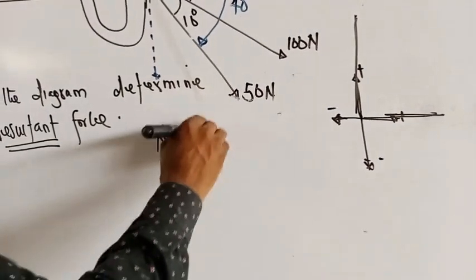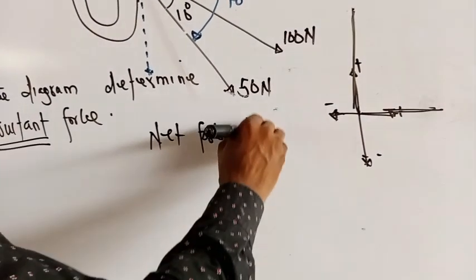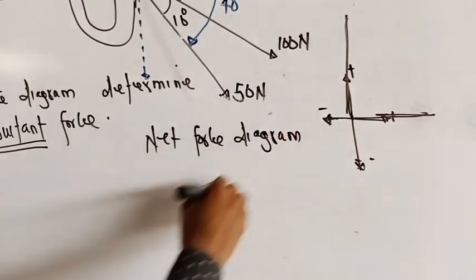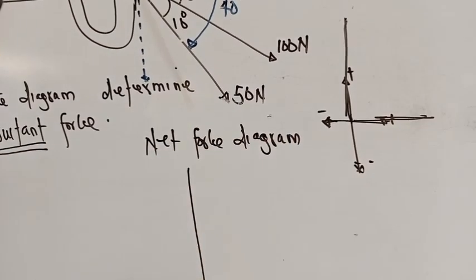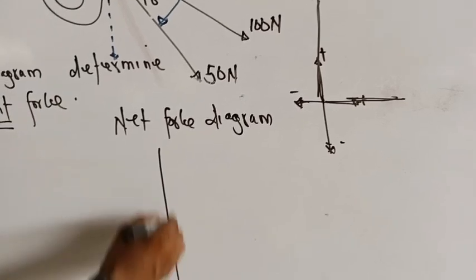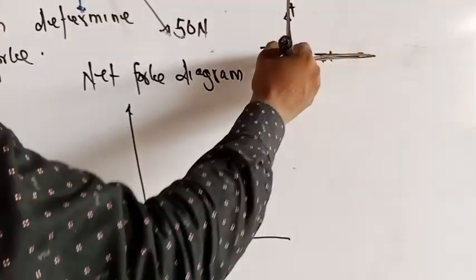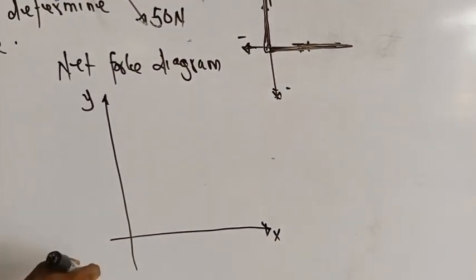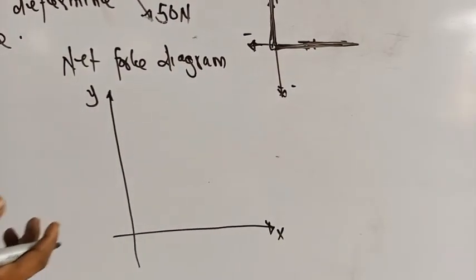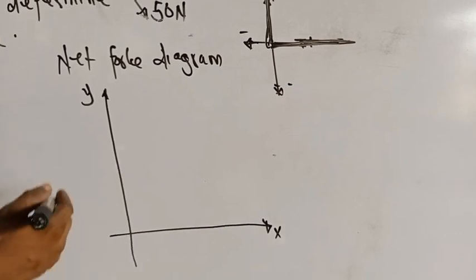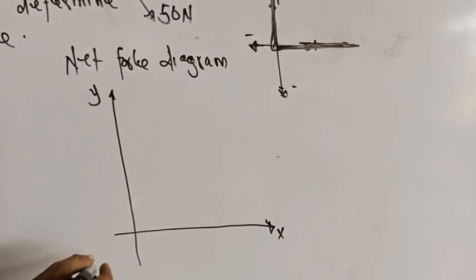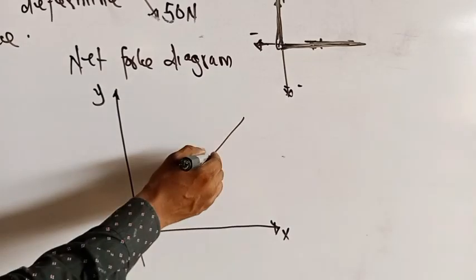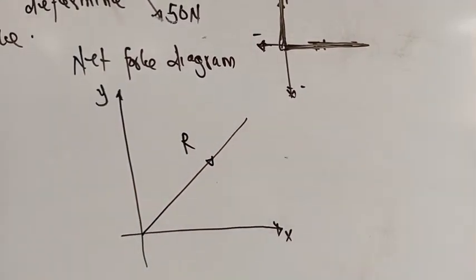The net force diagram now. Our F of y is positive. Our F of x is also positive. So direction, positive, positive. Here is now my y. Here is my x. Then, according to the parallelogram law of vectors, the resultant force should always come from the point of concurrency of the two forces, which is from here. So here I will have my resultant force R.